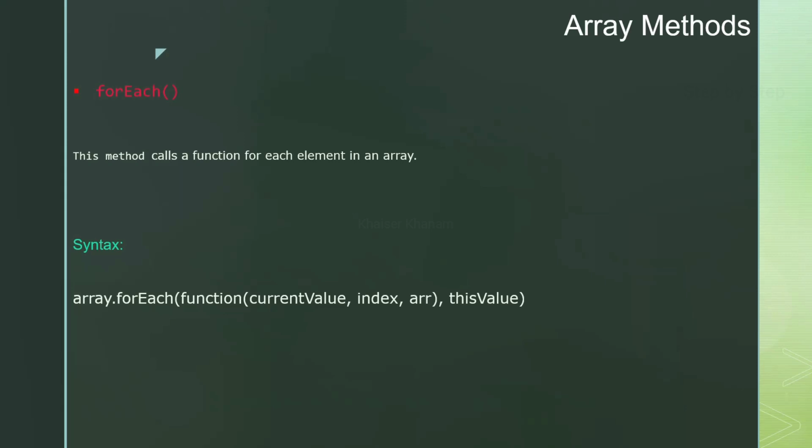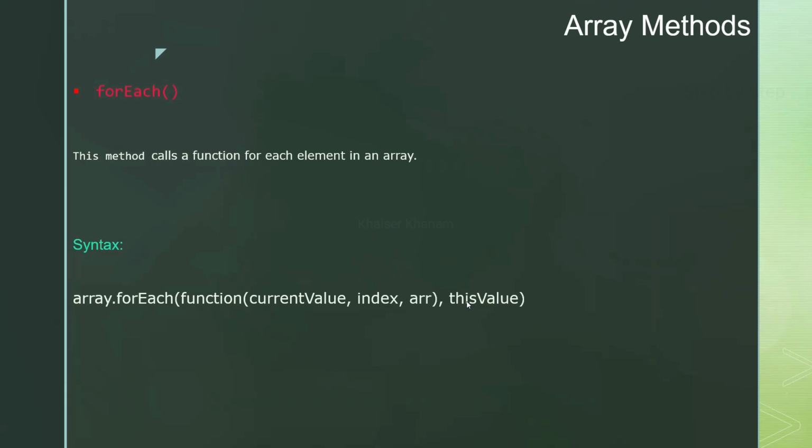Now the forEach method is nothing but a method that will be calling a function for every element present inside an array. And this will be the syntax for that: array.forEach. Inside this, we are passing a function. Inside the function, we have the current value, basically the values present inside the array, the index number, and the third argument is which array we are using. And this last value is optional and the default value for it will be undefined.